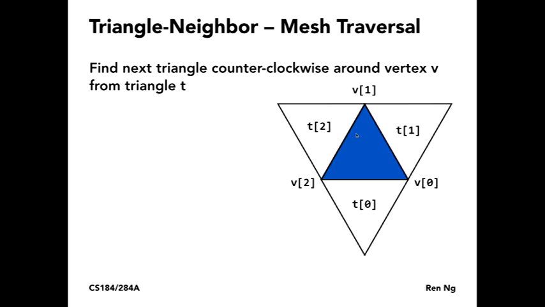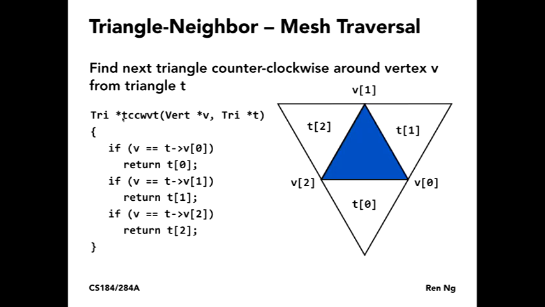Okay, so how do we do that? We'll call that next triangle counterclockwise from vertex. I give you V, I give you T. So what do we do here? Okay, let's take a look at this. If the vertex I'm given is equal to the triangle's first vertex, then I can return TV0. Right, then I return the first triangle on the list.